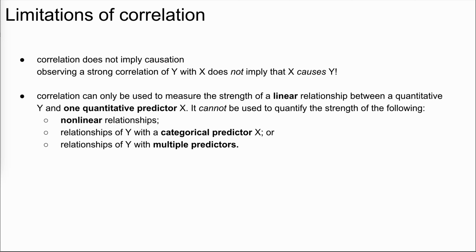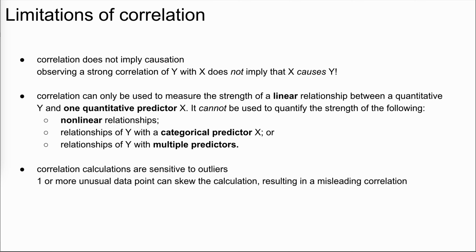Similarly, correlation cannot be used to quantify the strength of a relationship of y with a categorical predictor x, for example, between penguin body mass and species. Nor can it quantify the strength and direction of relationships of y with multiple predictors. Finally, correlation calculations are sensitive to outliers. One or more unusual data point can skew the calculation, resulting in a misleading correlation.